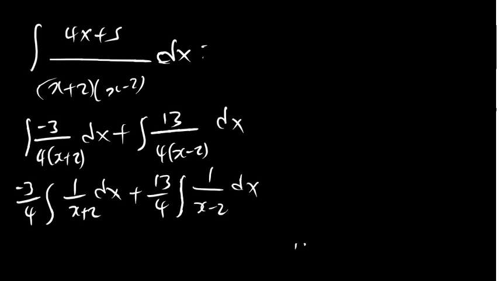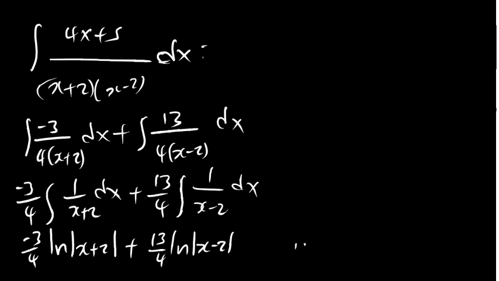It's going to be negative 3 over 4. This one is always going to be ln, so it's going to be ln modulus. Don't forget to put modulus. Plus this one is also going to be 13 over 4 ln modulus of x minus 2, then plus c. Don't forget to put plus c because c is a constant. The last example which I gave you, I forgot to put c, but you are supposed to put c. Once you forget to put c, you are going to get a 0.